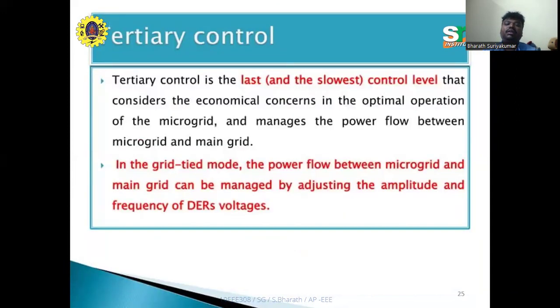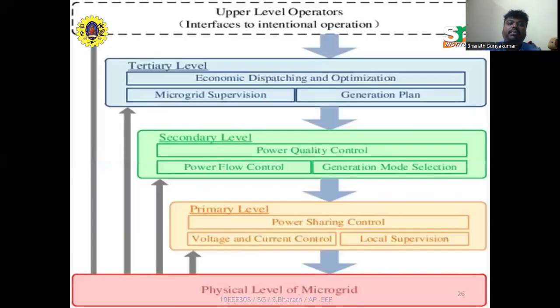Tertiary control. Tertiary control is the last and the slowest control level that considers the economic concerns in the optimal operation of the microgrid and manages the power flow between the microgrid and the main grid. In the grid-tied mode, the power flow between the microgrid and the main grid can be managed by adjusting the amplitude and the frequency of the DER voltage. In the upper levels of operation, you can see the three different levels of the physical microgrid system: the primary level, secondary level, and tertiary level of microgrid operation. These are called the different levels of control system in a microgrid.